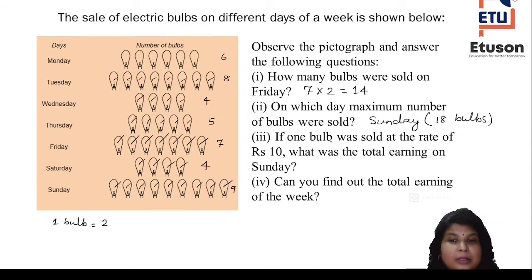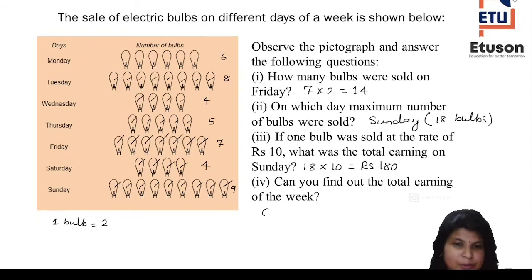If one bulb was sold at the rate of rupees 10, then what was the total earning on Sunday? It's very simple. 18 into 10, that is rupees 180. Can you find out the total earning of the week? Of course we can. So for that, let us just calculate the number of bulbs.